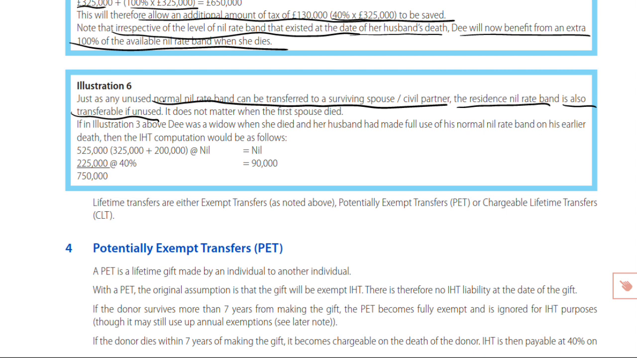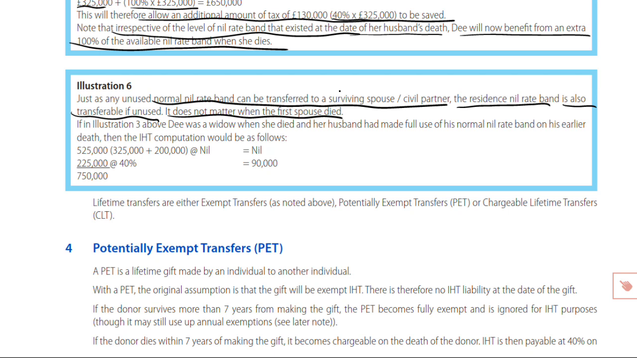Whatever proportion of the 100,000 nil rate band is unused, then that will transfer through. And again, it does not matter when the first spouse died. You may be wondering here how this would work, because we've only brought this in from 17/18. If therefore a widow were now to die in the 17/18 tax year, or at any future point in time there, and her husband had died before 17/18, before the residence nil rate band existed, that guarantees that there's 100% unused residence nil rate band that is available, therefore, to the surviving spouse.